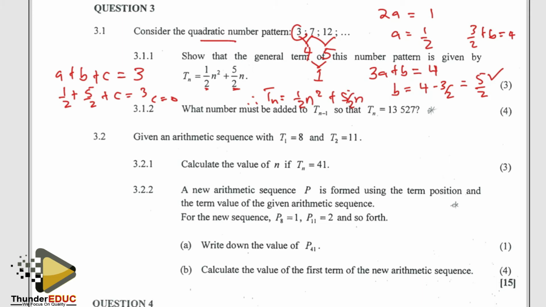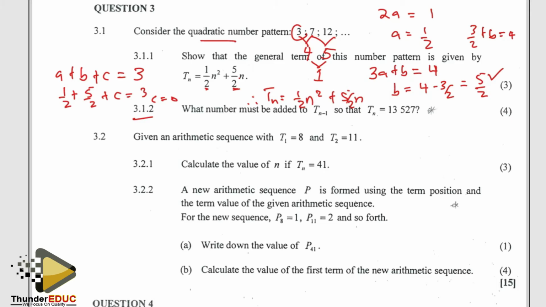So the aim of this question is just to really check if learners know how to determine the a and the b and the c. Basically, they were not asking for the Tn because they have already given it to you. Okay, then 3.1.2. What number must be added to the Tn minus 1 so that the Tn is that?